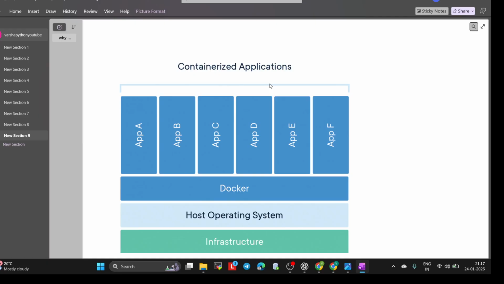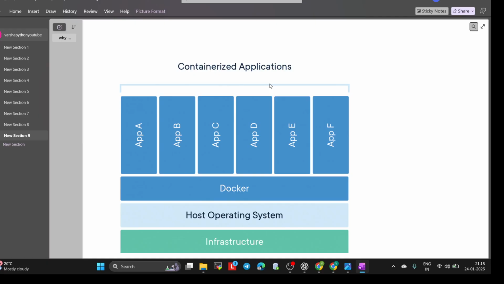Once an image is built and pushed to a registry like Amazon ECR or Docker Hub or anywhere, it should never be modified. Any changes require building a new image. So this approach makes deployment predictable, rollback easy, and debugging much simpler.